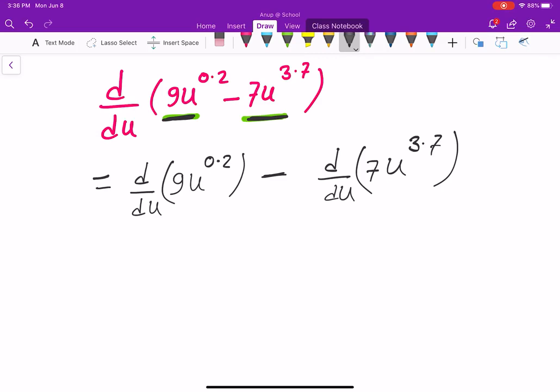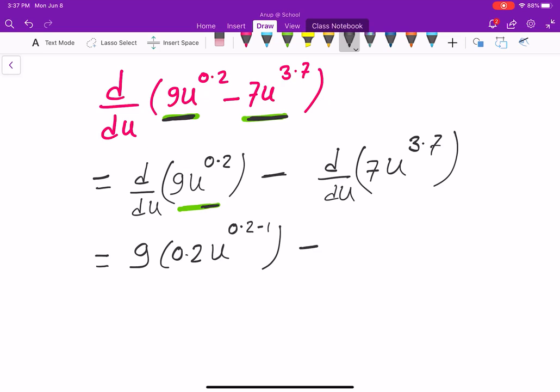So now to find the derivative of 9 times u to the power 0.2, we can just use the constant multiple rule, which is bring the constant front, and then multiply by the derivative of u to the power 0.2. The derivative of u to the power 0.2, by using the power rule, will be 0.2 down, u as it is, subtract the power by 1, so 0.2 minus 1. So this is the derivative of 9 times u to the power 0.2.